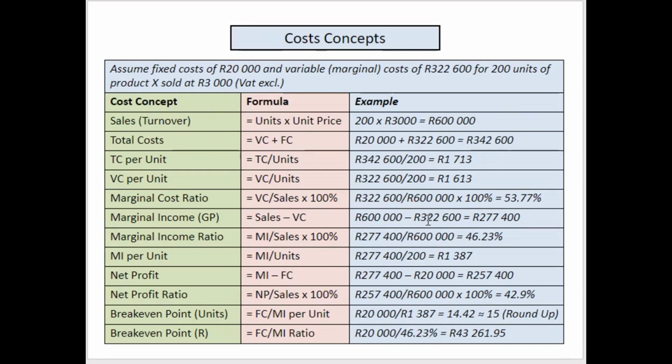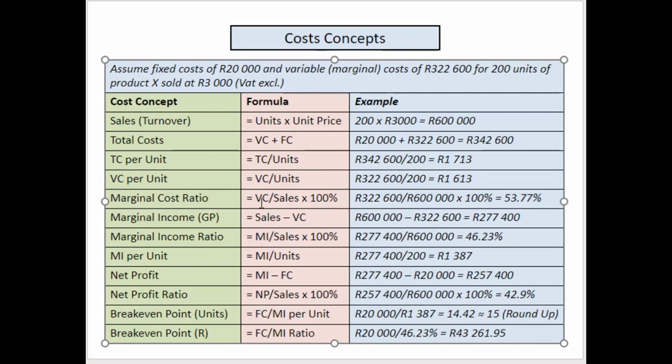Okay, so we have our turnover there, our variable cost was given, and so we get there to our gross profit. Our gross profit in this case is 277,400. Now, when it comes to our marginal cost ratio, we can take our variable cost and we express that as a percentage over sales by doing the following.